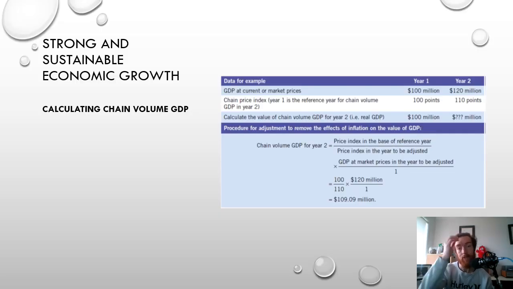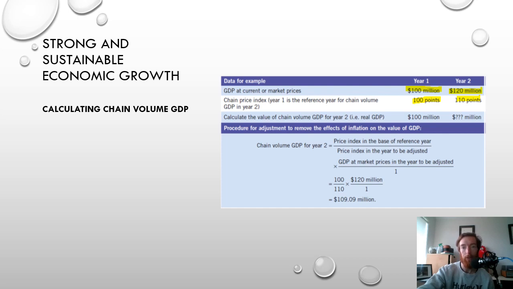So if we look at this diagram, which I have very kindly taken from a very old textbook, if we look at these 2 years, we can see that in year 1, GDP was 100 million, and in year 2, it was 120 million. And if we look at the CPI, it was 100 in the first year and 110 in the second year. So when we work out chain volume GDP for year 2, it's the price index in the base or reference year over the price index in the year it needs to be adjusted times GDP at market prices of the year that needs to be adjusted.